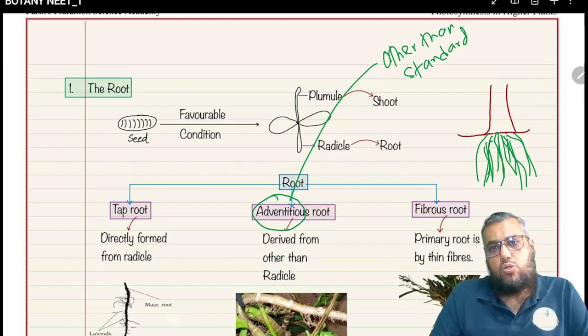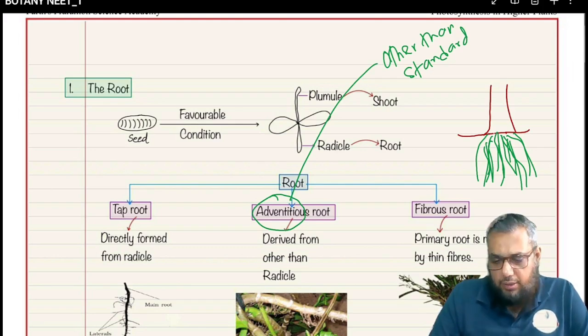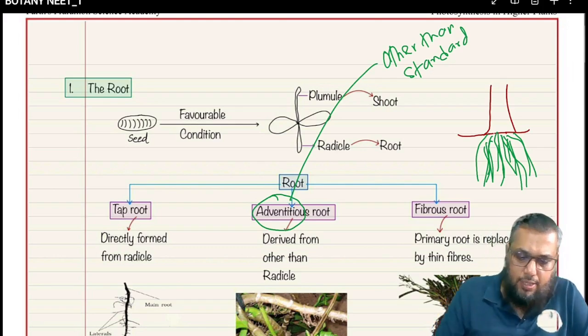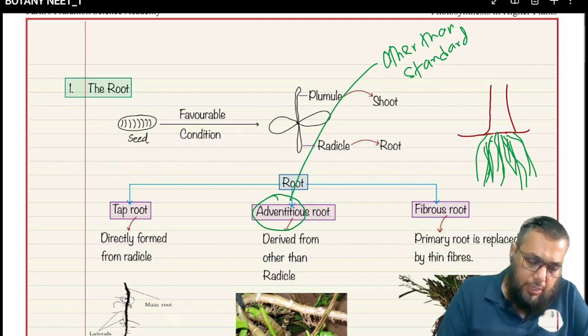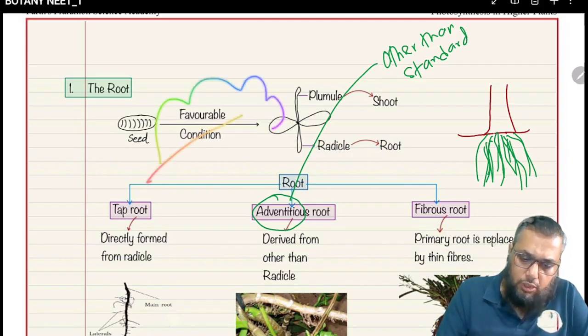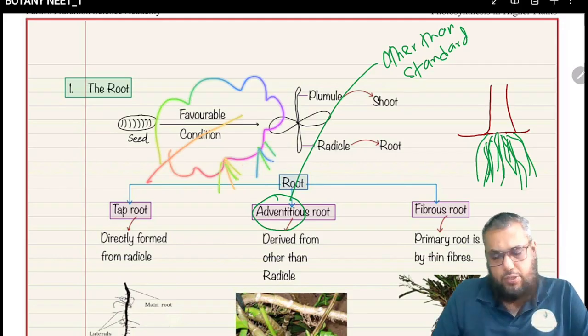What is the standard position from where the root arises? It is the radicle. Okay. But if the root is derived from places other than the radicle, it will be called an adventitious root. This means if there is a leaf, which I call pan futi, and roots are coming from its leaves, then these roots are also what? Adventitious.